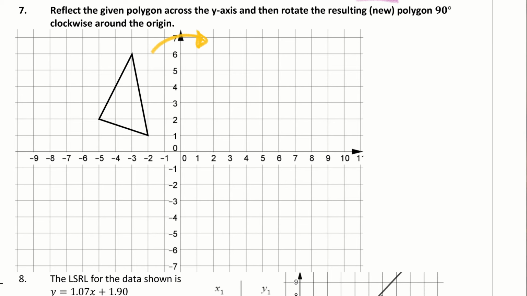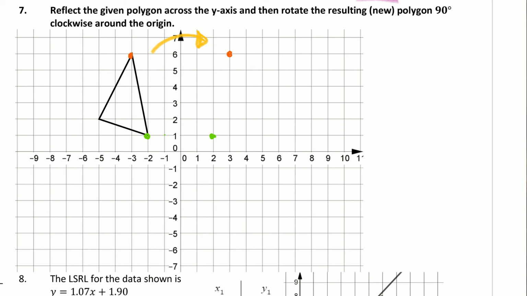So if I start reflecting, this point right here is 1, 2, 3 away, so it's going to go 1, 2, 3 to here. That's the resulting point. This next point is 1, 2 away from my line of reflection, so it's going to be 1, 2 away on the other side of it.